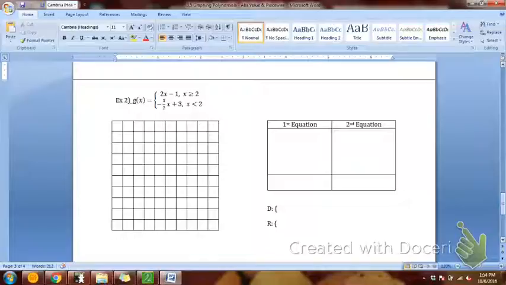Okay, so follow the same process. Split your two equations up, right? They give it to you in two equations. So the first one, 2x minus 1. You can write your boundaries down, but you don't have to worry about graphing them right now. The first thing to do is to put your x and y axis on there.